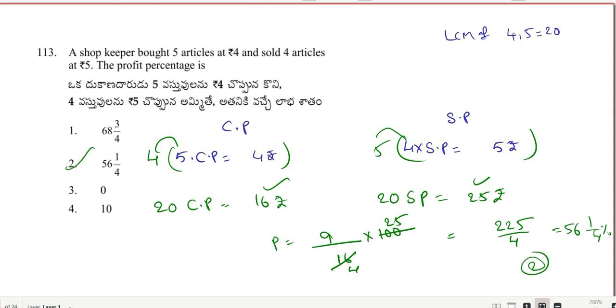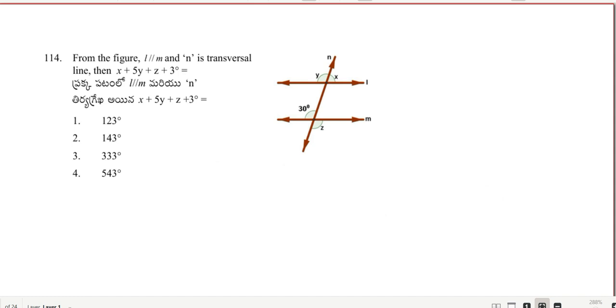Okay, now let us see this last problem in this video. If from the figure, line L is parallel to line M and N is a transversal, this is line L, this is M, and this is N, the transversal, then we are asked to find out the value of x plus 5y plus z plus 3 degrees. Okay, so if you observe the diagram, y and 30 are corresponding angles. So y value we get as 30, and we know the relation between x and y is 180 degrees because these are adjacent angles. These are linear pair angles. Sum of them is equal to 180 degrees.